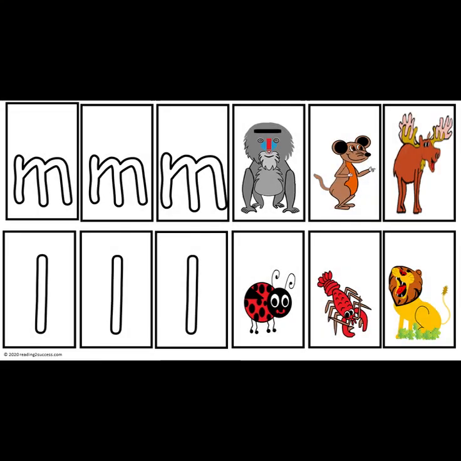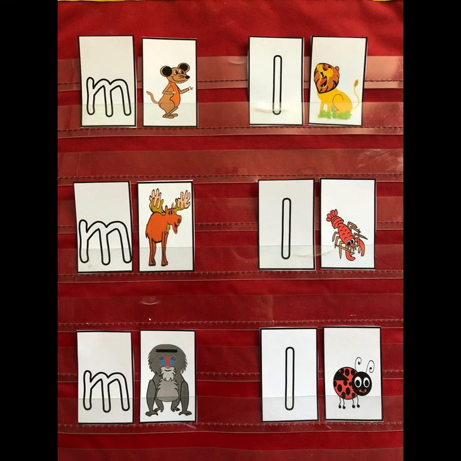This is a template of picture cards and picture letters that need to be cut out so kids can complete the next three activities. Have kids use the cards to match the pictures with the letters that they start with. M for mouse and L for lion. And continue that pattern.